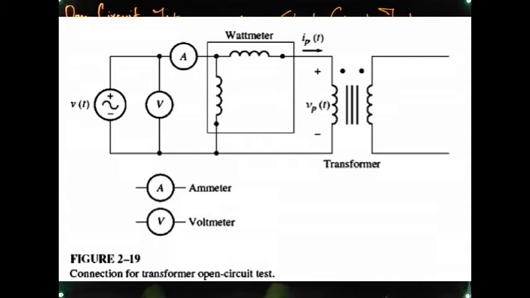Now, once we perform this test, you can look at the circuit. Since no load is applied to the secondary winding, IS is practically, theoretically zero.